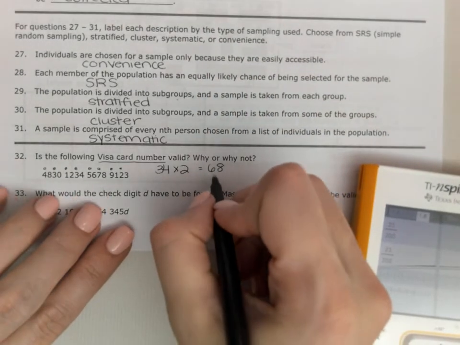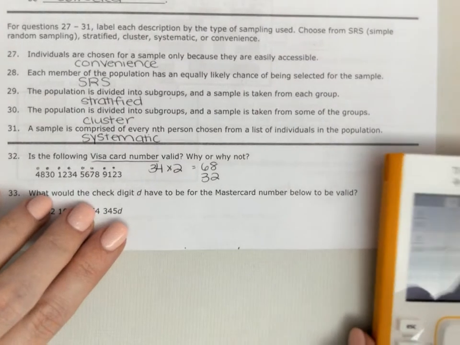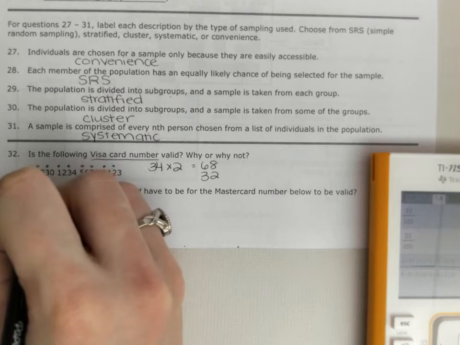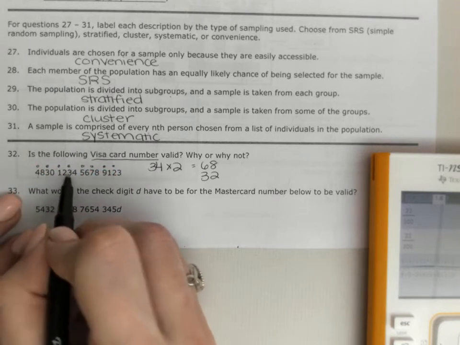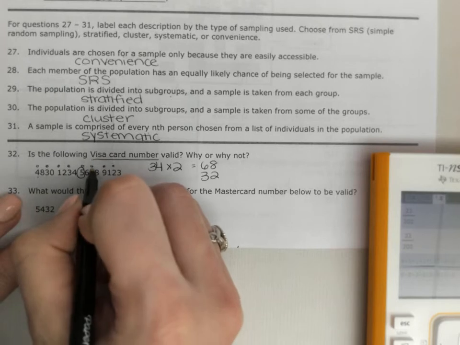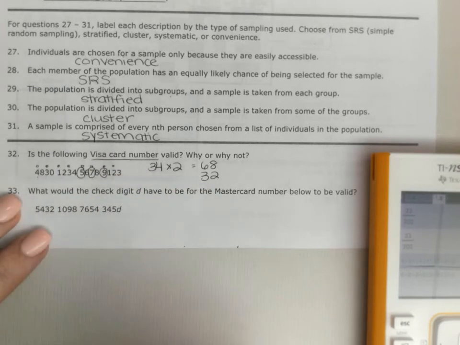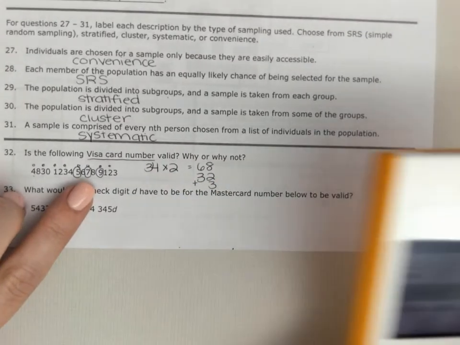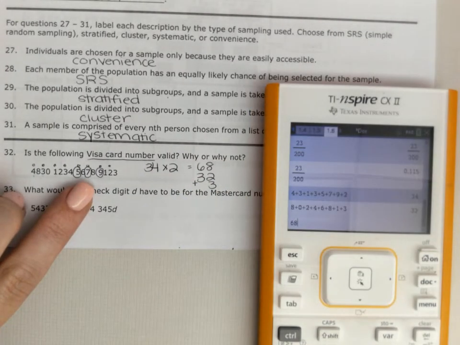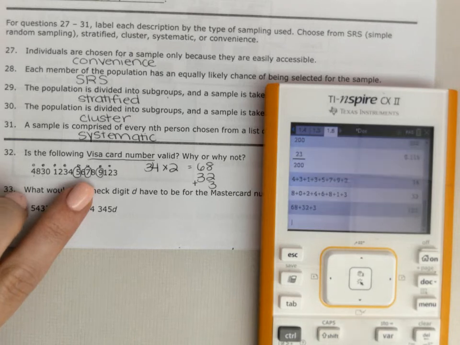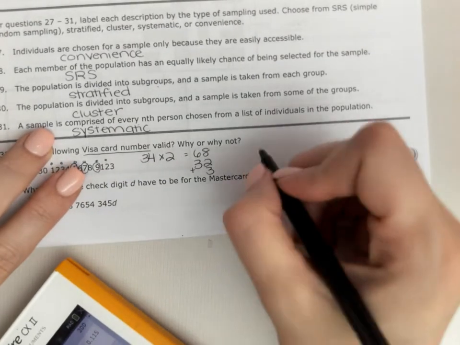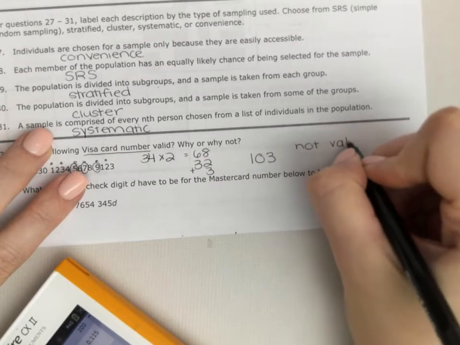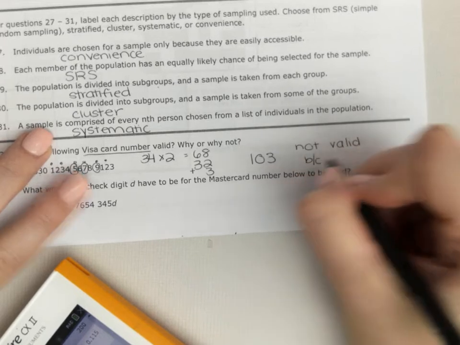And I get 32. Lastly, you add all of the odd digits that are greater than 4. That's not greater than 4. That's not. This one is. This one is. And this one is. So I need to add 3. So I'm adding 68 plus 32 plus 3. And I get 103. So it is not valid because it doesn't end in 0.